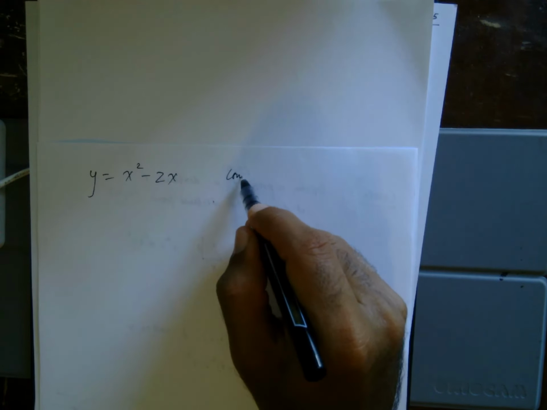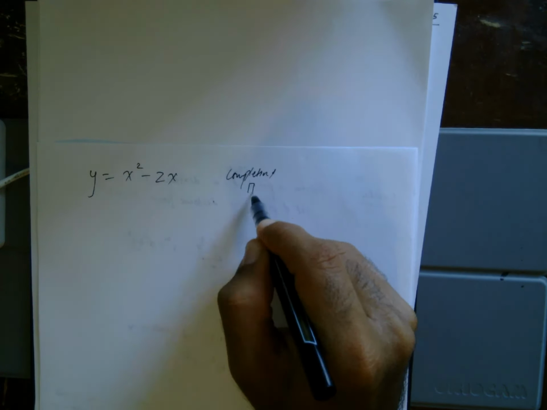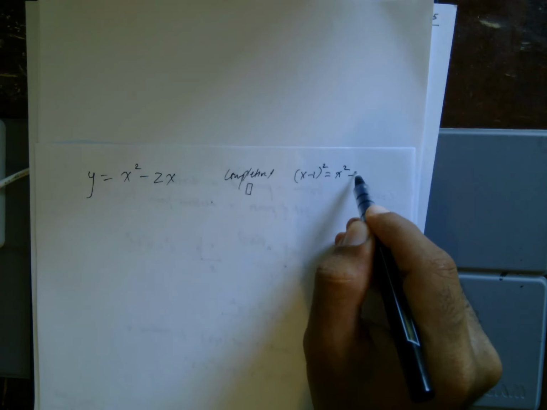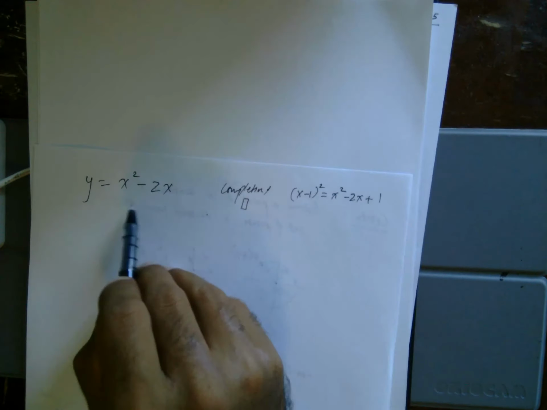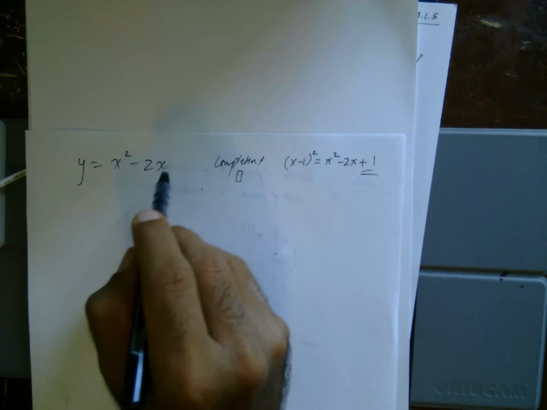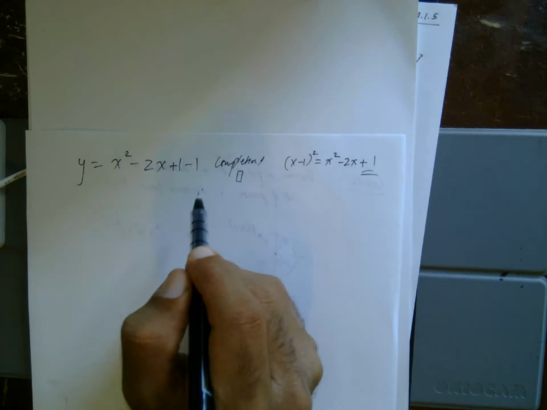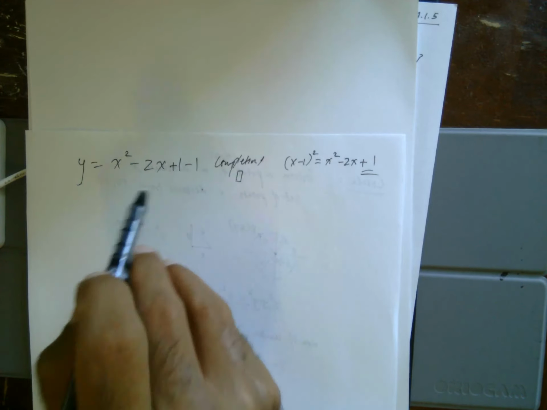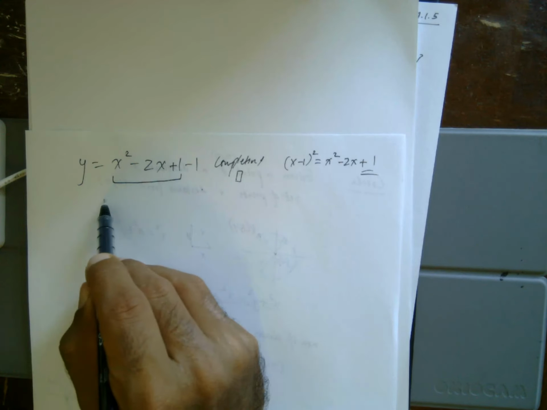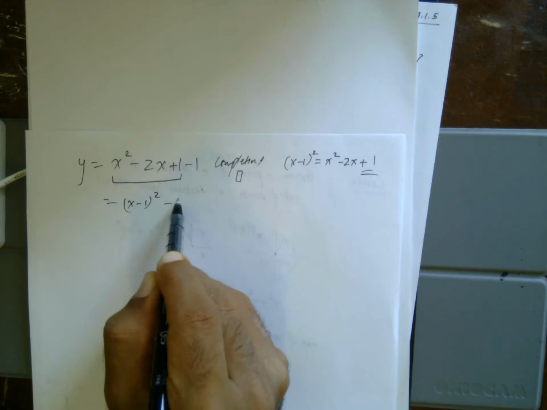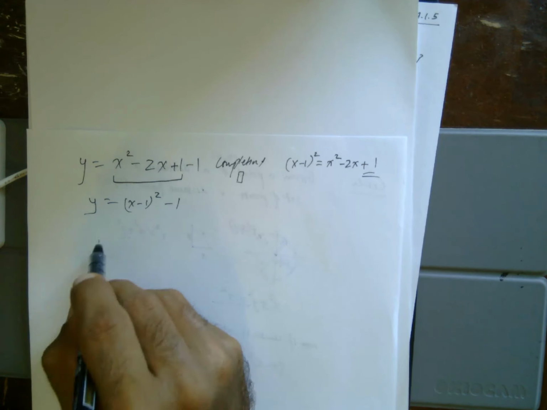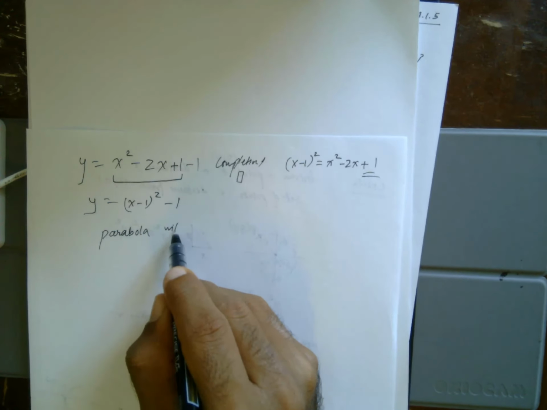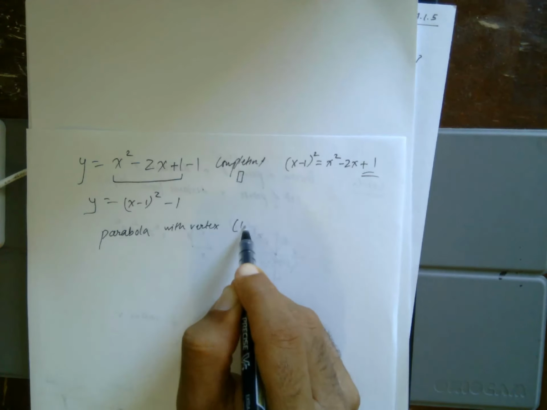So what we use is completion of squares, meaning we make an observation that x minus 1 squared is x squared minus 2x plus 1. Now what this is missing is just this plus 1. So I'm going to add 1 and subtract 1, which is totally fine because then I'm just adding 0, which changes nothing. But it does help me to write these first 3 terms as a square, which means that this is now a parabola with vertex 1 comma 1.